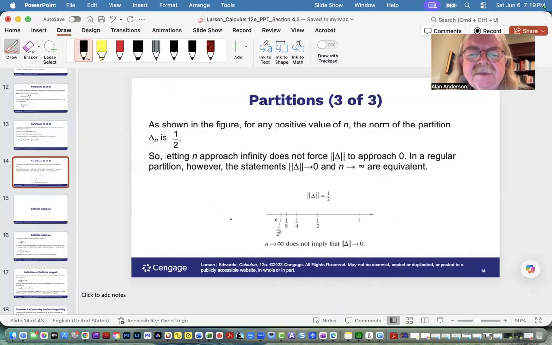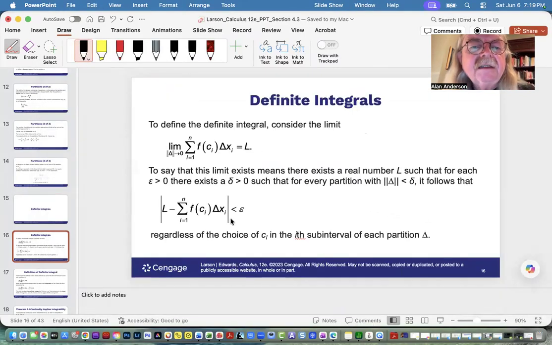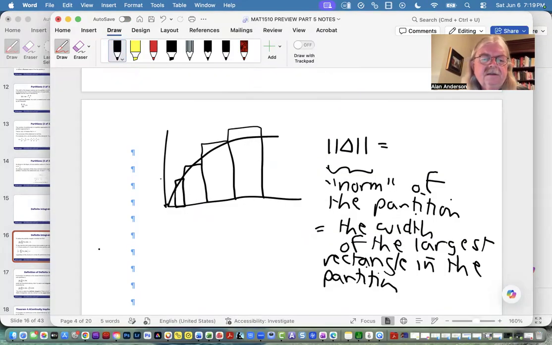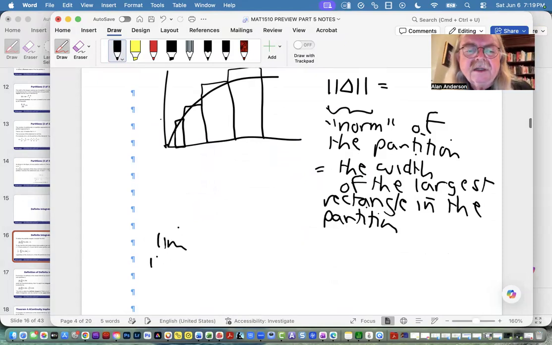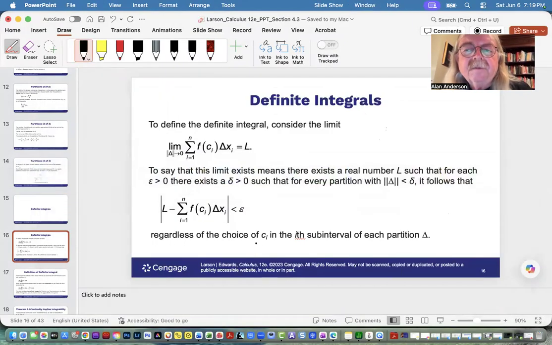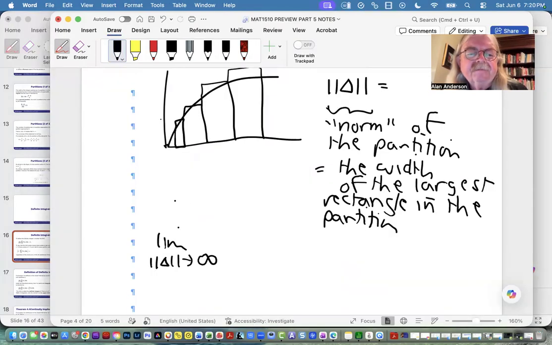So if you notice the statement here, we've got the limit, not as n goes to infinity, but as this norm goes to 0, because we're applying this to Riemann sums rather than the ones where the rectangles are all the same. Okay, so this is a more general approach to doing this.